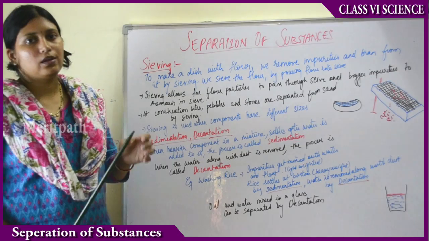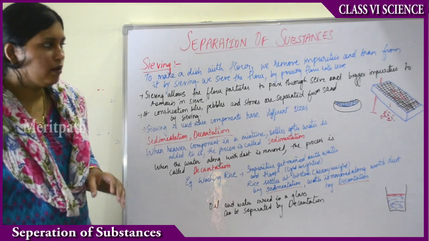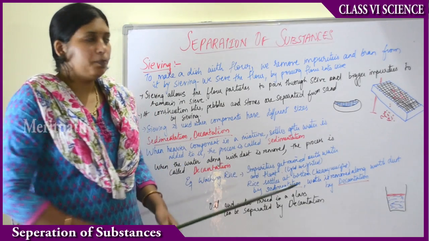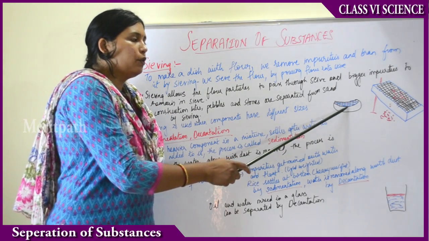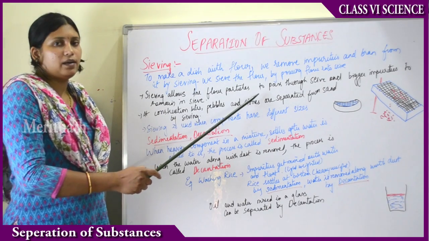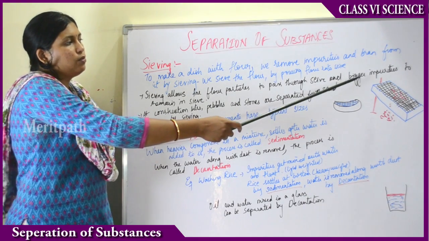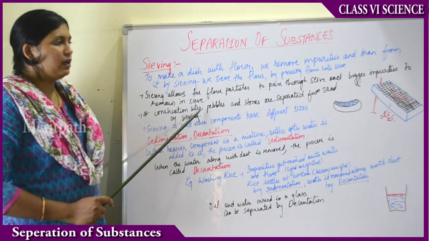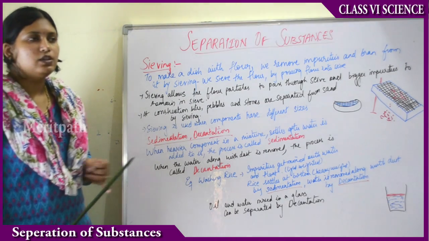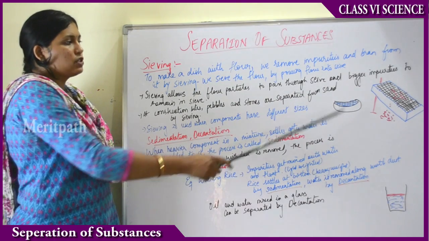So suppose you have one or two insects in that flour, those will remain in the upper part, and all the good part will pass through the sieve while the impurities remain in the upper part. So sieving allows the flour particles to pass through the sieve and bigger impurities to remain in the sieve. Understood, right? The purpose of sieving is to remove the impurities. So generally powder-like particles are sieved.